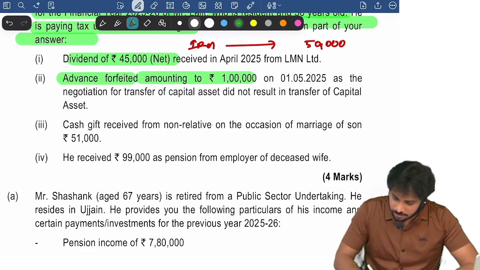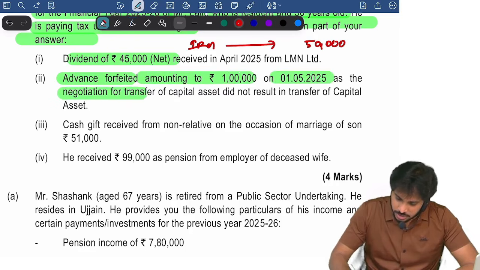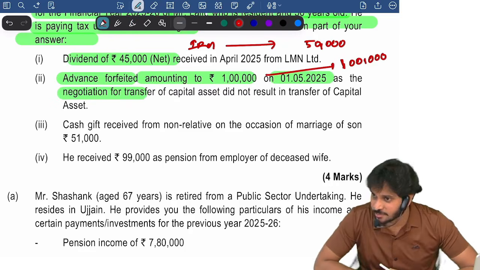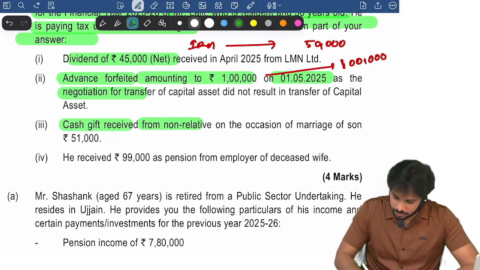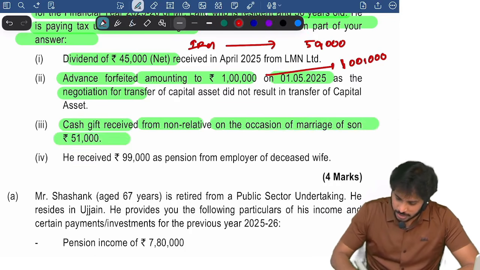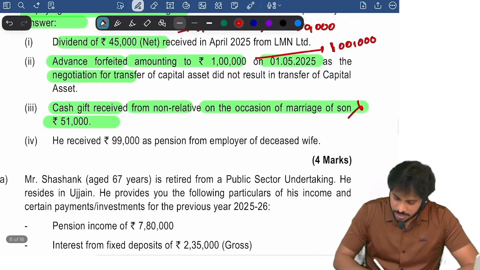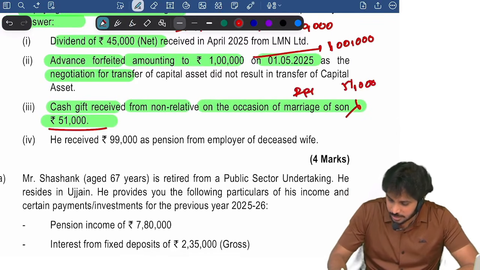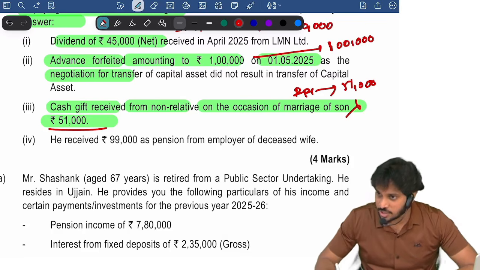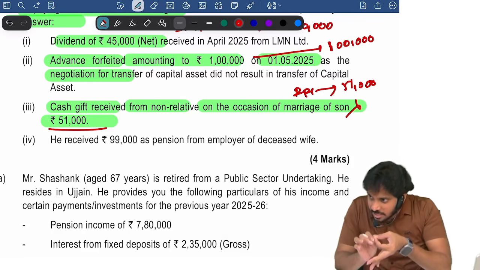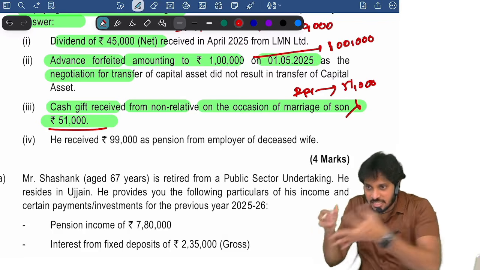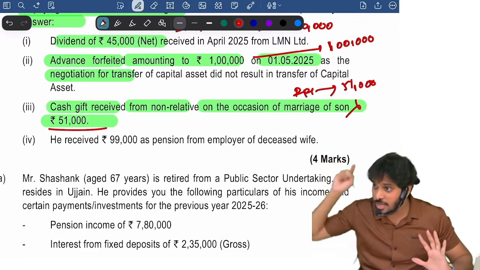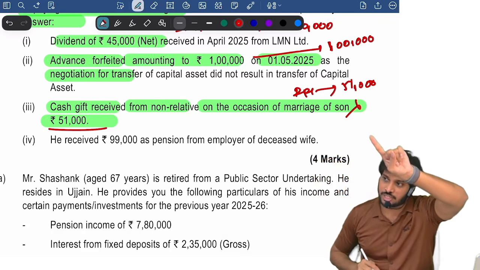Advance forfeited 1 lakh on 1st May as the negotiation. This is also taxable under IFOS. Correct? Section 56 subsection 2 clause number 9. Next, cash gift received from non-relative on the occasion of marriage of son. So since it is son's marriage, not the HUF marriage, 51,000 is fully taxable under IFOS. Correct? Here there is an alternative assumption. HUF took it as a mediator and then gave it to the son. Then in such a case, in the HUF it is not taxable. Son, it is also not taxable because it is on the occasion of marriage. That's an alternative assumption. Okay.